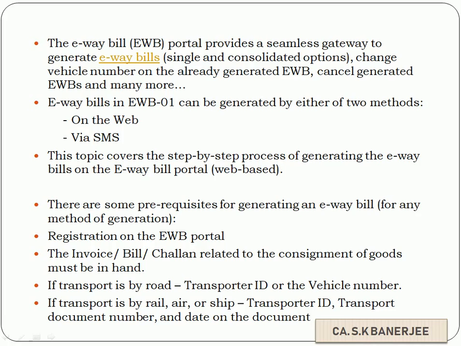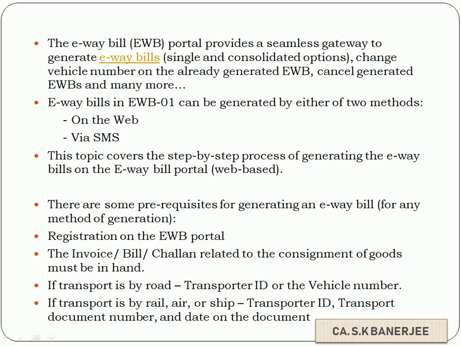Now on the e-way bill portal, first you have to register yourself on the portal. Then for the consignments related to these invoices, you have to enter the details of the consignments which you are transporting. You have to enter the vehicle number, the transporter ID, etc., and you have to generate the e-way bill.